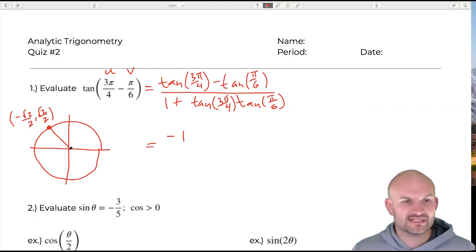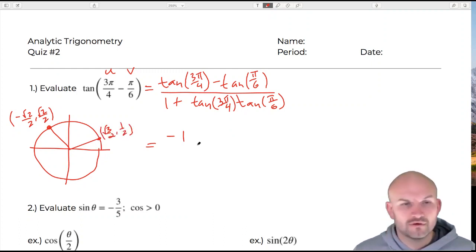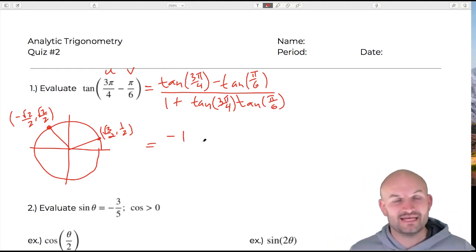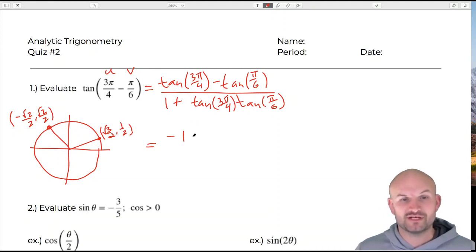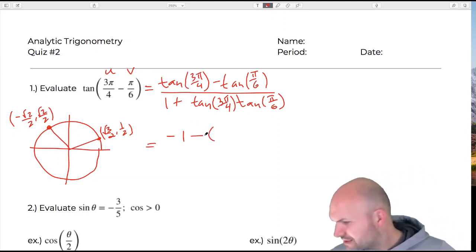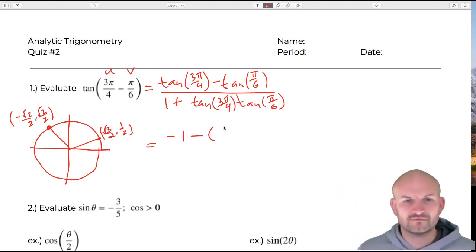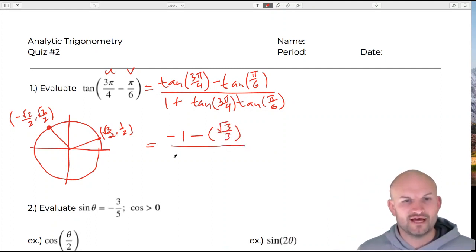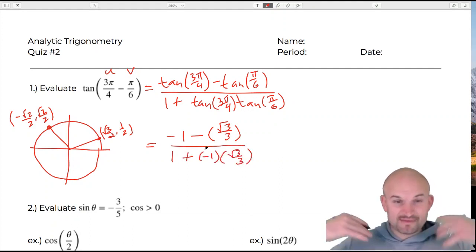And then for pi over 6, that's going to be this coordinate point right there. Remember, that's square root of 3 over 2, comma 1/2. So when you take the y coordinate over the x coordinate, you're going to have a positive square root of 3 over 3. But again, you're subtracting that value, right? Did I get this? Yeah. So it's going to be a square root of 3 over 3. And then we'll have a 1 plus a -1 times a square root of 3 over 3. Okay, so that's now evaluated.